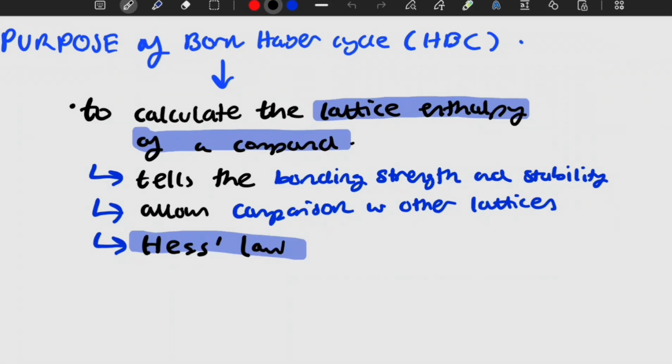Okay, so after your understanding of the definitions, remembering the definitions, now we're gonna look at the important part, which is the Born-Haber cycle. Now, the purpose of the Born-Haber cycle is to calculate the lattice enthalpy of formation of a compound. I forgot to say formation. So basically, just calculating lattice enthalpy of formation. That's the whole point of the Born-Haber cycle, and it tells us the bonding strength and stability. It allows comparison with other lattices, and it also applies Hess's law, which is the independent route of which it's taken.